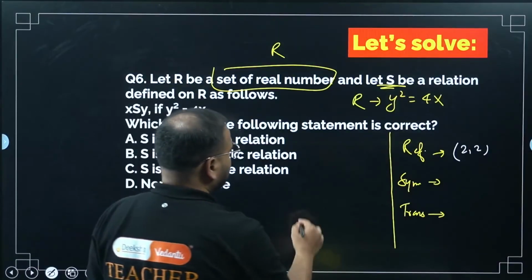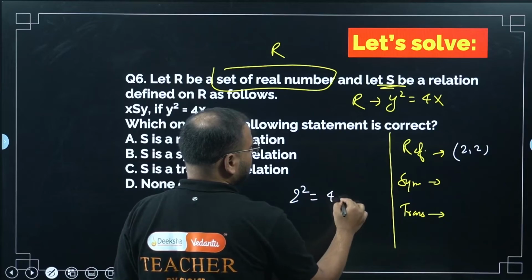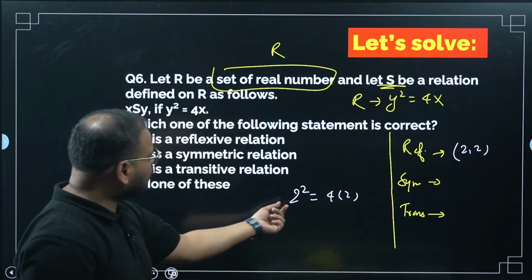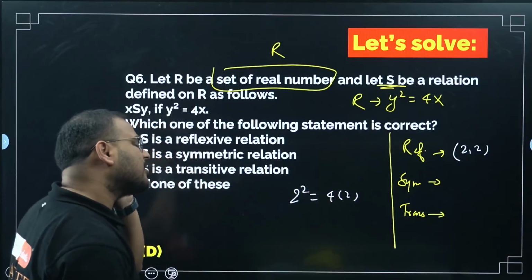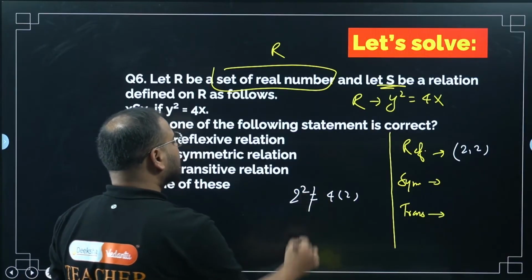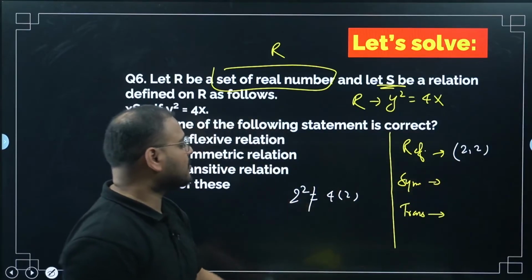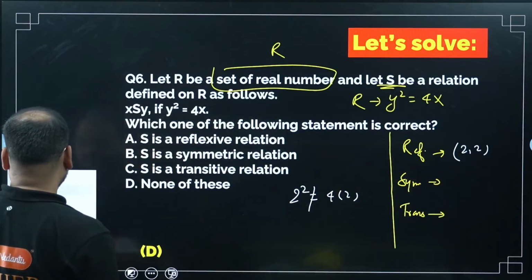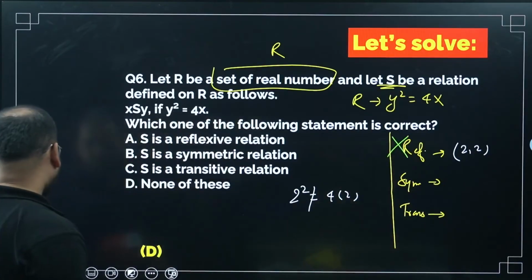Okay. 2 square, what will this be? 2 square equals 4 into 2. Is it right? 2 square is 4, and 4 into 2 is 8. So it is already not reflexive, no? Not equal, right? So for the element 2, 2, this is not true. So reflexive is not possible.